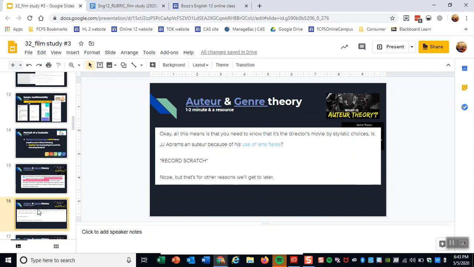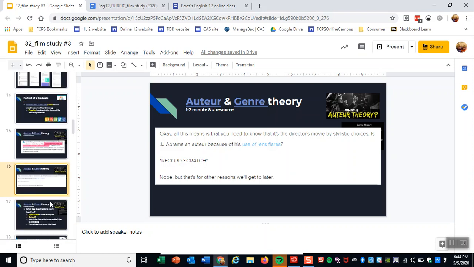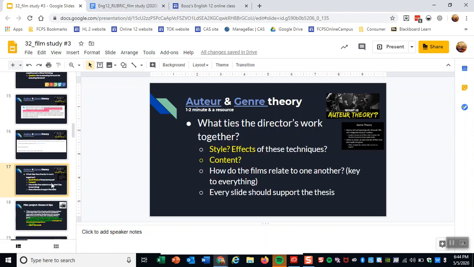All you need to know is that the director's movie is defined by stylistic choices. J.J. Abrams, another famous director, is notorious because of his use of lens flares. But that's not really to say that that's not beginning to move in the direction that we're looking for. So the record scratch here is that an auteur has a vision. Lens flares lead us to think a little bit about how he's highlighting a character. What is he highlighting within those scenes? And that's where you have to analyze those scenes.